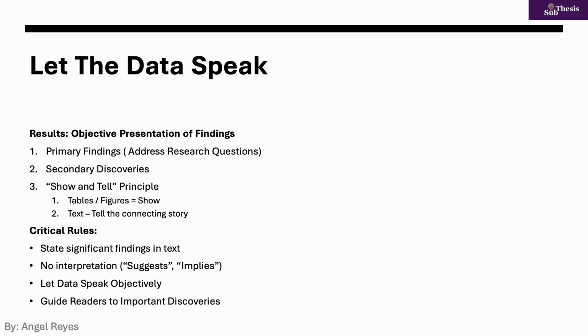Here's a critical tip: never make readers hunt for important findings. If something is significant, state it clearly in text, even if it's also in a table. Not everyone reads tables carefully, but everyone reads the narrative. And please, resist the temptation to interpret here. Save "this suggests" and "this implies" for the discussion. In results, stick to what you observed, not what it might mean.